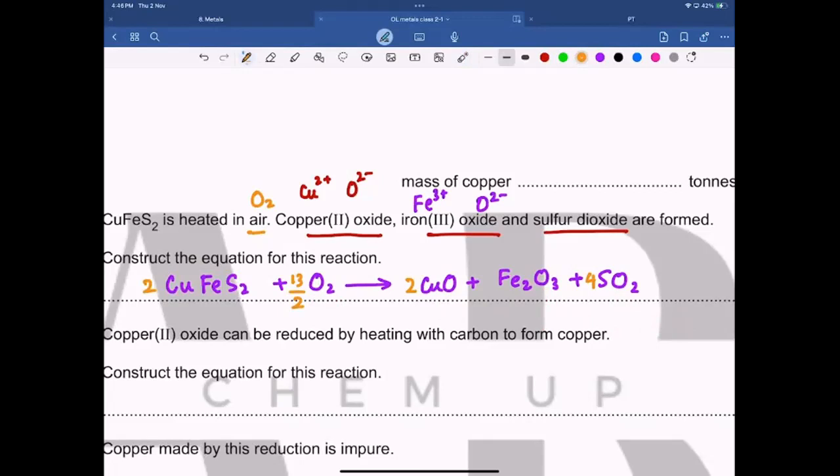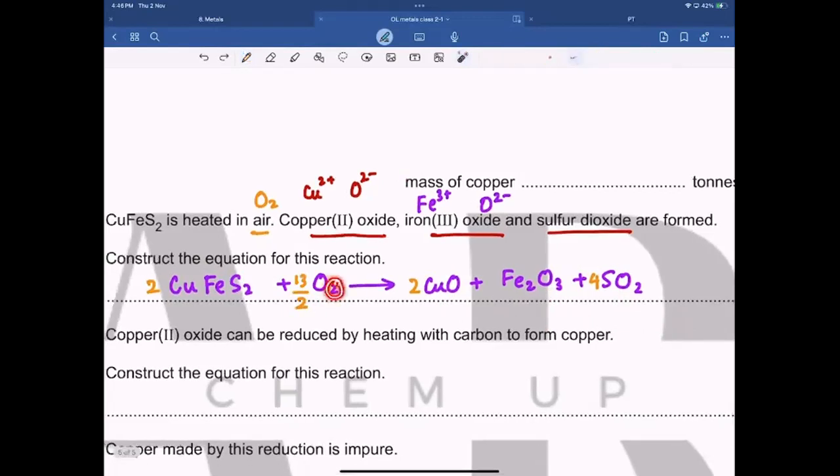then it becomes 13. Why? Because whatever number we put before is multiplied by this value. So if I multiply 13 over 2 by 2, these two are going to cancel out and we are left with 13. So we will put a 13 over 2 over here. Now the equation is balanced. Is this clear? Yes. Yes, Aisha?